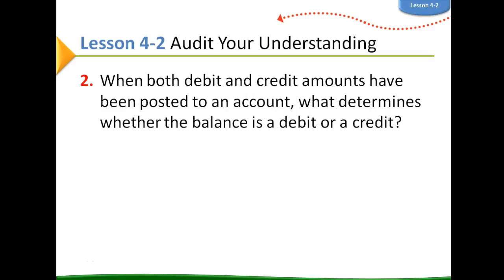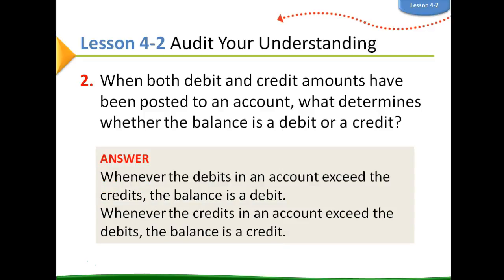Then, when both debit and credit amounts have been posted to an account, what determines whether the balance in the account is a debit or a credit? So whenever debits exceed credits, the balance is a debit. Whenever credits exceed debits, the balance is a credit. So you just always want to follow along to make sure that you're accurately keeping track of the balance information and whether or not you should have a debit balance or a credit balance based on wherever the normal balance is for the account.